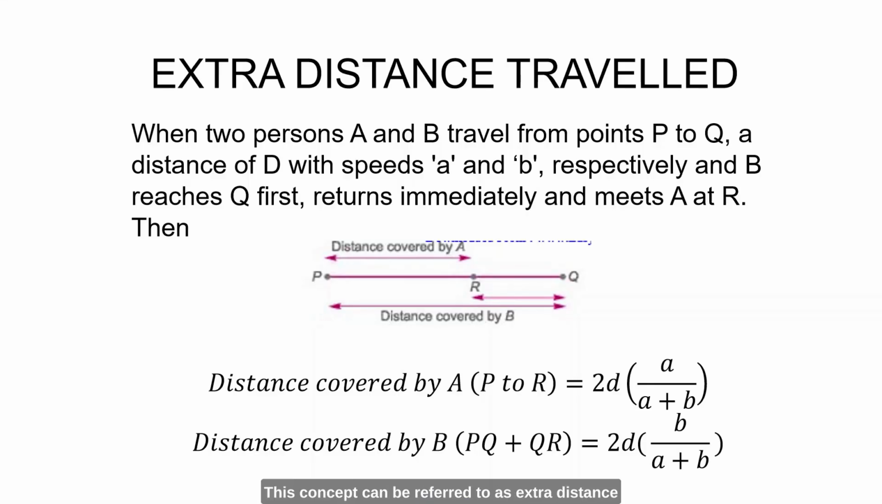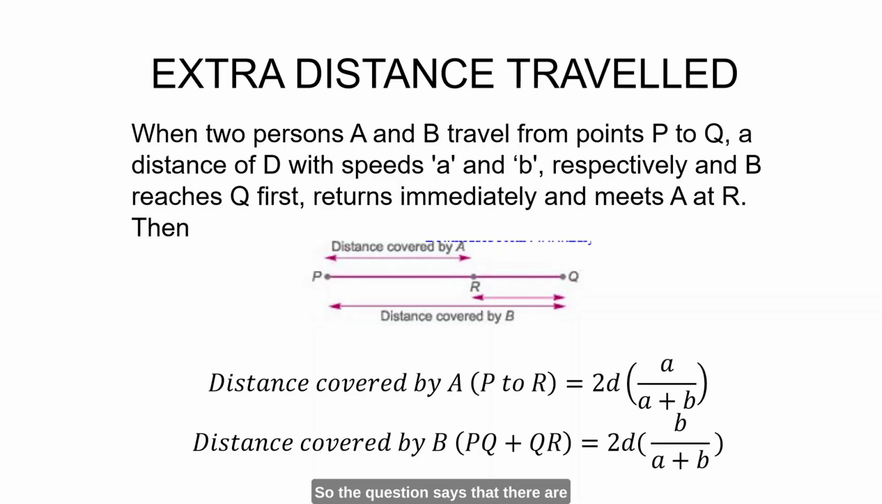This concept can be referred to as extra distance traveled or the distance covered to meet each other. Let us read the statement first. When two persons A and B travel from points P to Q, whose distance is d, with speeds a and b respectively, B reaches Q first and returns immediately and meets A at R.